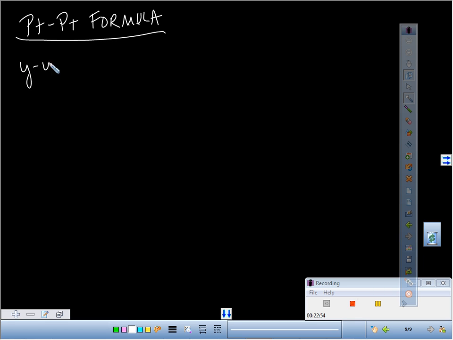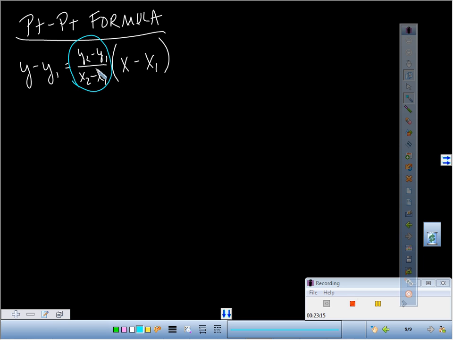It's y minus y sub 1. That looks familiar? Just like the other one, right? Equals y sub 2 minus y sub 1 over x sub 2 minus x sub 1 times x minus x sub 1. People, what's the only thing they did? Yeah, they wrote the slope formula in there. Okay? That's all they did. So instead of doing that, we're just going to find the slope and then use the point slope formula.